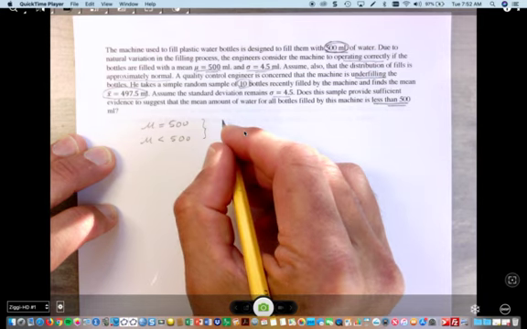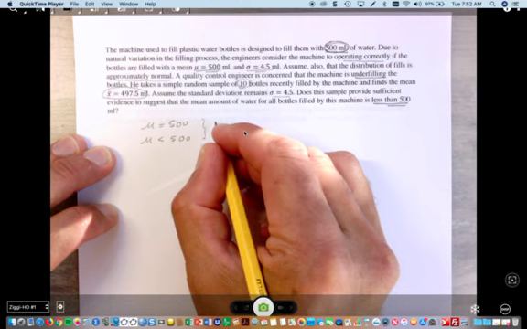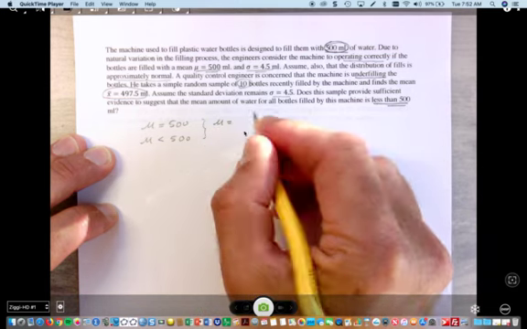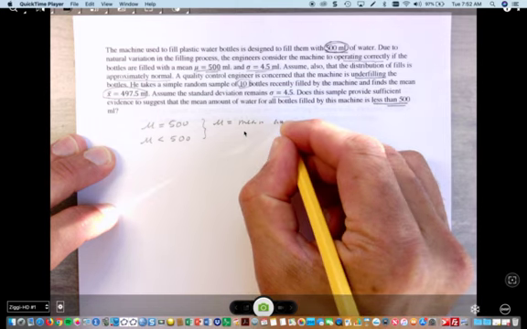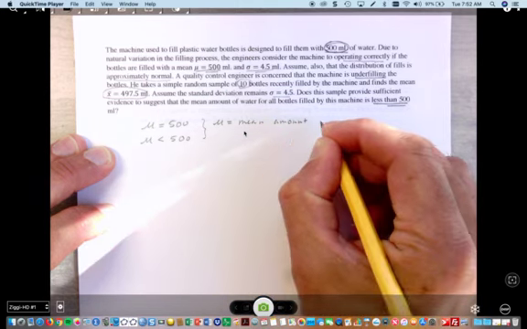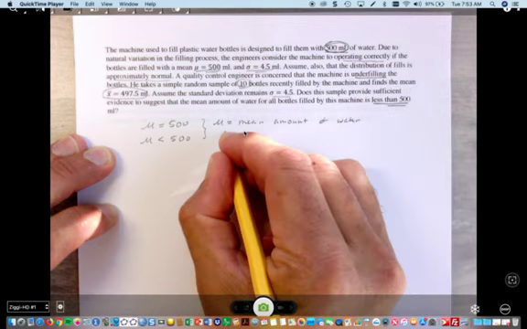And I'm going to put here some good modeling, and that is to define what I mean by mu. So mu is the mean amount of water dispensed by the machine.